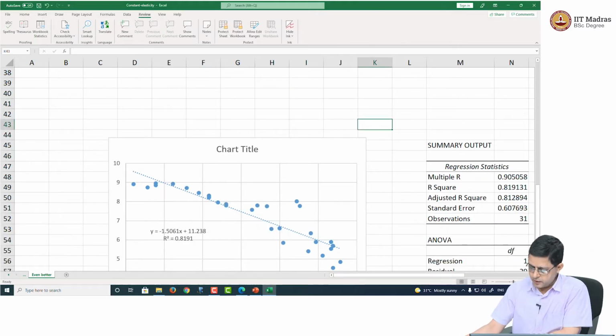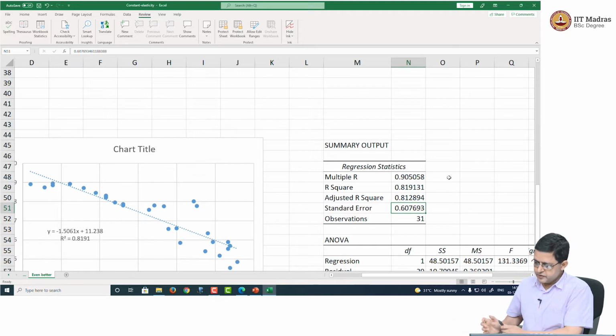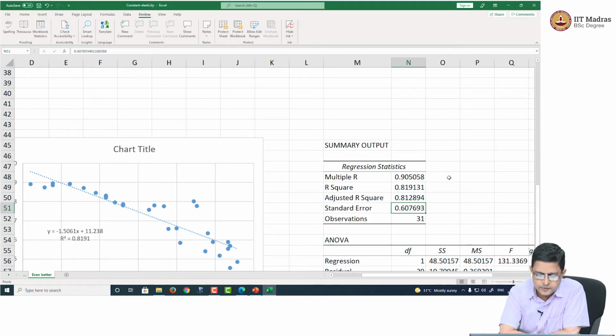So how do you interpret this 0.60? 0.60 is the standard deviation of the error terms. Remember for the regression we said that the error terms are normally distributed with a mean 0 and standard deviation sigma of epsilon, and that sigma of epsilon is this 0.6076, the standard deviation of the error terms.